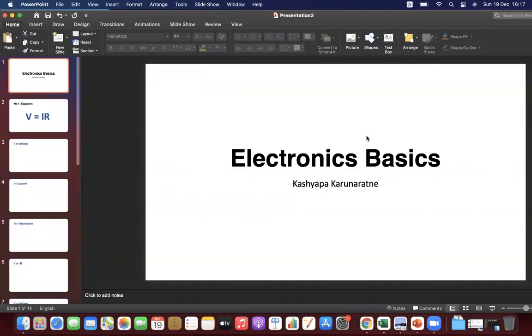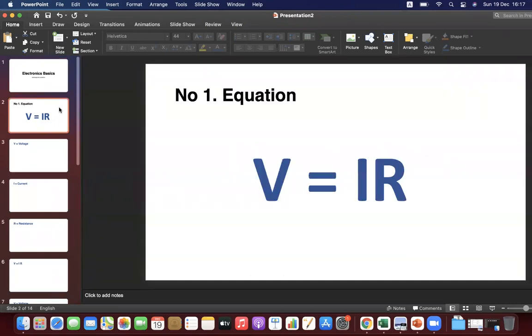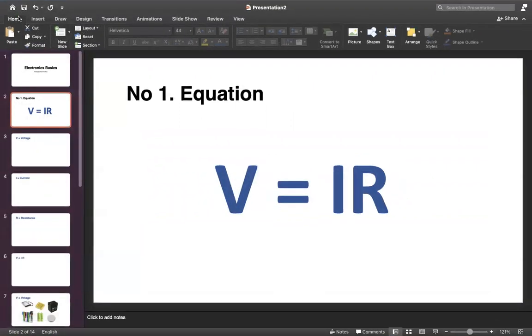Right. So today's lesson is about electronics basics. Do you know anything about electronics? Let me make it easier for you. Have you heard the word voltage? 5 volts, 6 volts, 9 volts. Have you heard that?